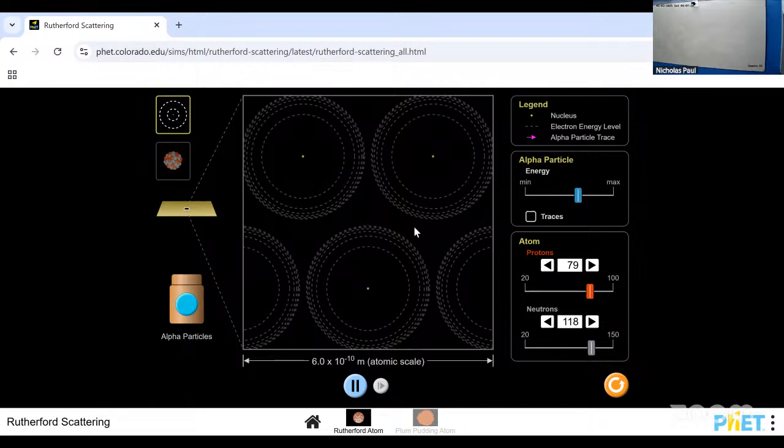But remember, they didn't know what the atom looked like, right? We know that these things around here are shells and the little dot in the middle is the nucleus. We know that, but they didn't know that. So we're going to show you now what happened to the alpha particles. I'm going to shoot some alpha particles here.